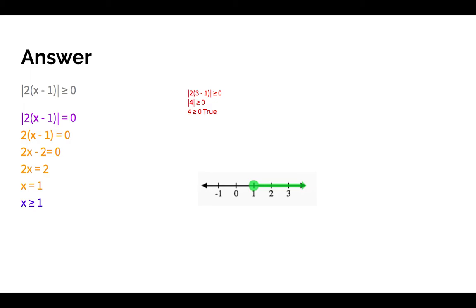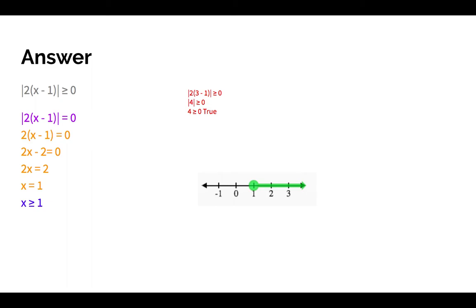I changed to equals. Now, the problem is 0. There is no -0 or +0. There's only one answer that's going to work here: whatever makes the inside of my absolute value equal 0. So I solved and got 1. Well, that just leaves me with one number on my number line, a solid dot because of the original symbol being greater than or equal to.